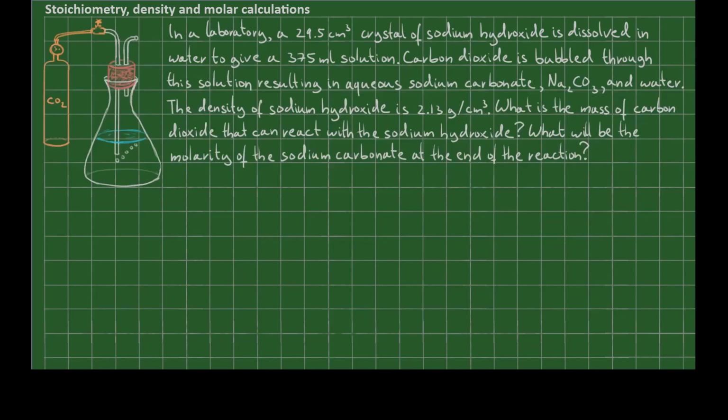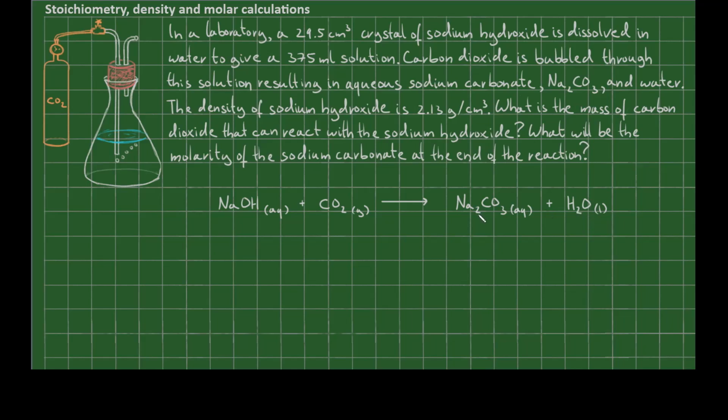Considering that this is a reaction, a good place to start would be with the chemical reaction equation. And here it is. We will have sodium hydroxide in water reacting with carbon dioxide to give sodium carbonate and water. Now that I have my reaction equation, I need to check that it is actually balanced. And in this case, it is not.